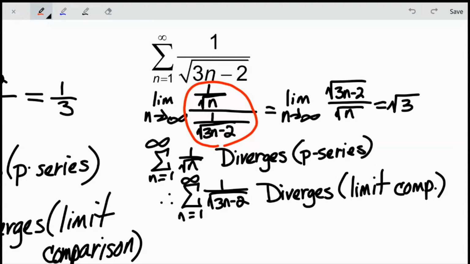So let's say I had flipped it the other way. Rather than getting square root of 3 for my limit, I would have gotten 1 over square root of 3. Either way, both limits are finite and positive. So in the end, they're still going to show that they're going to behave the same way, regardless of the way I set up that ratio. Okay, so now 1 over square root of n I know diverges by the p-series test. Therefore, this series is also going to diverge.